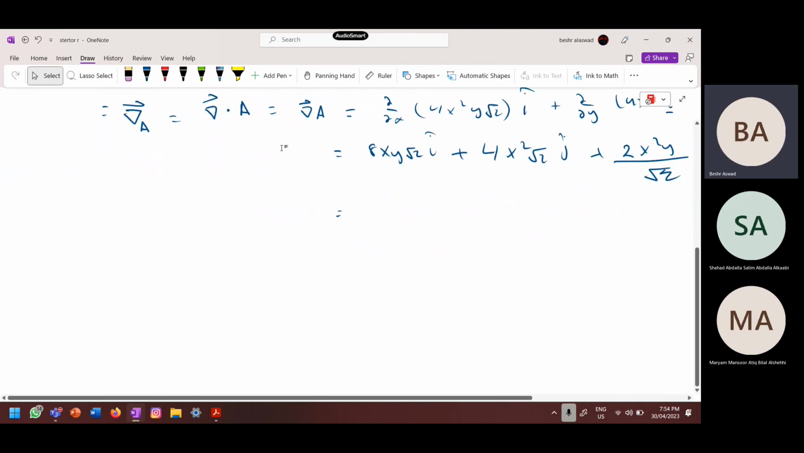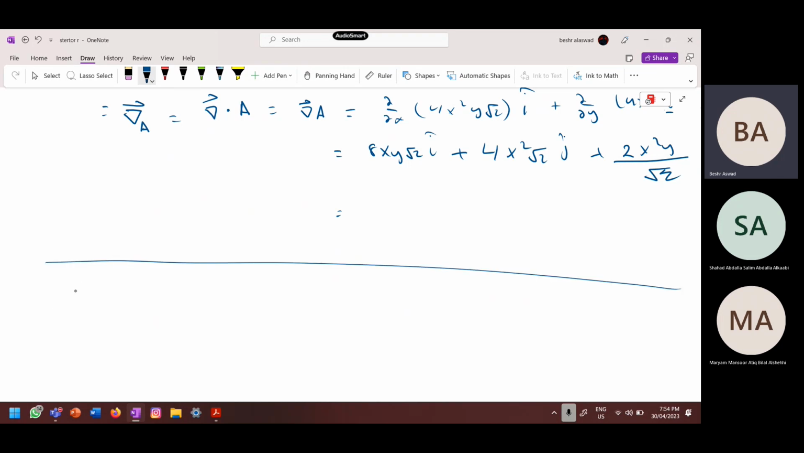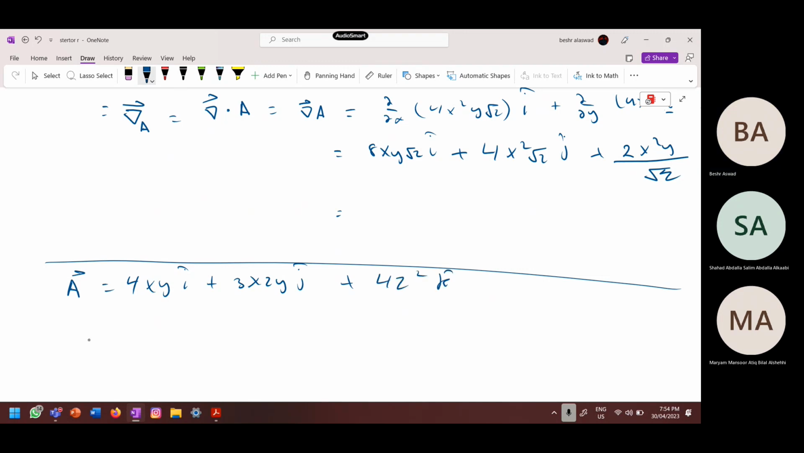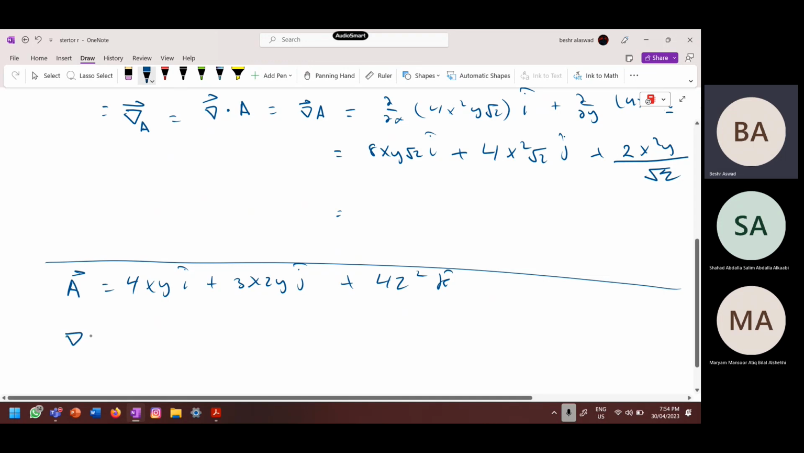Now let's say that a is a vector. A is just a vector, not a normal vector, sorry. Let's say 4xy i hat plus 3xzy j hat plus 4z squared k hat. Find the gradient. Again, the same thing. I don't want to rewrite this again, but just let's do it.